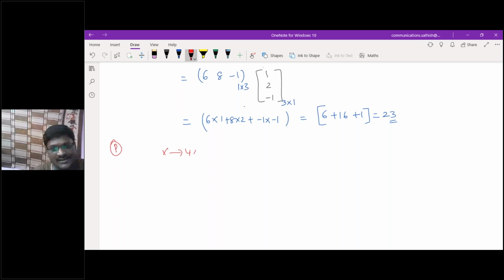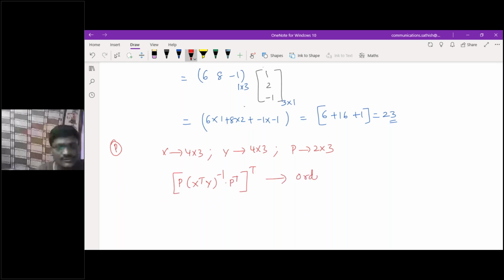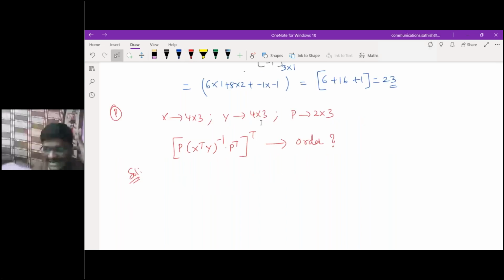X is 4 by 3, Y is 4 by 3, and P is 2 by 3. Then they asked: P into (X transpose Y) whole inverse into P transpose, then whole transpose. They asked the order for this matrix. Yeah, what will you get? What is the order for this matrix? Yeah, it's 2 by 2, Mark.